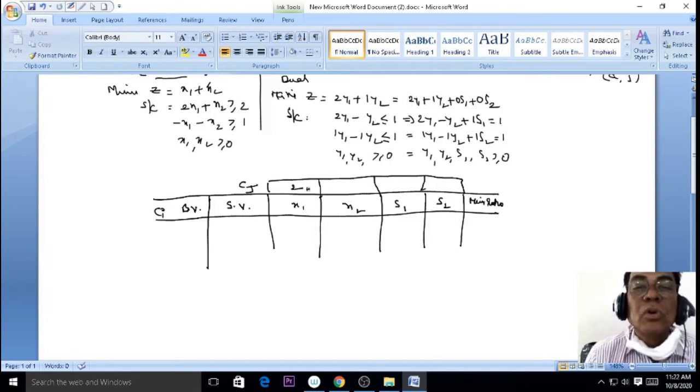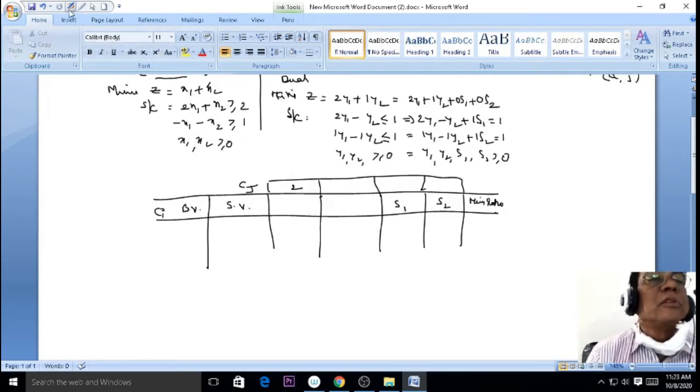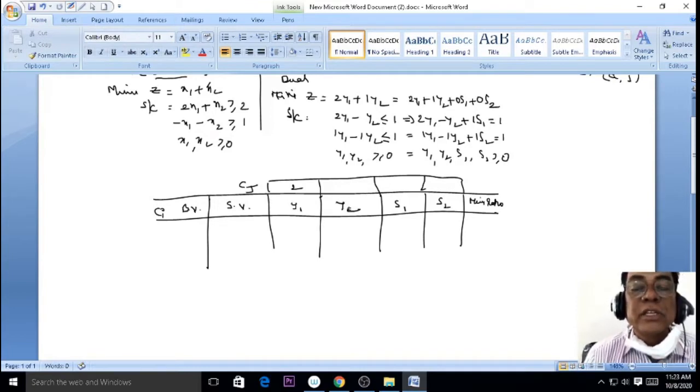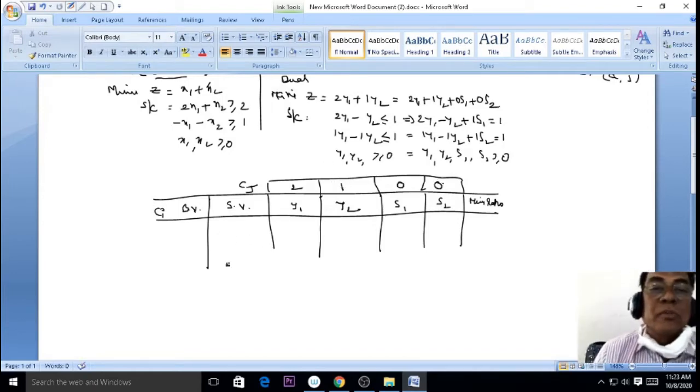Sorry, instead of x1, introduce y1 only. Better to remove this part, because we are in y1 only. So here are y1, y2, not x1, x2, because dual. So 2, 1, 0 and 0.